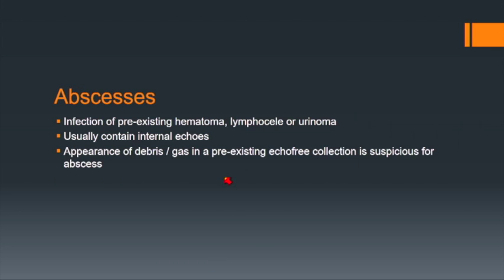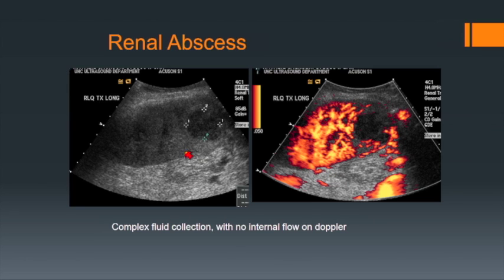Abscesses are infections of pre-existing hematomas, lymphoceles, or urinomas. They usually contain internal echoes, and the appearance of debris or gas in a pre-existing echo-free collection is suspicious for abscess. So remember, all these patients are immune suppressed, so they may not show classical signs of fever or pain, so you have to be on the watch out.